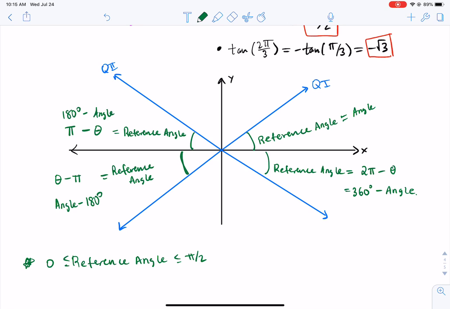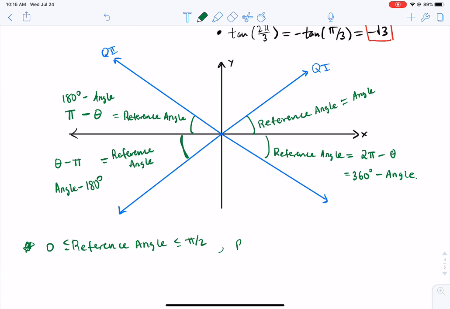So this is important. The reference angle is not equal to the angle itself. They're not equal. The reference angle is a new angle. And so we don't call the reference angle theta anymore. Our book calls it theta with a bar on top. The bar on top is called a complement.